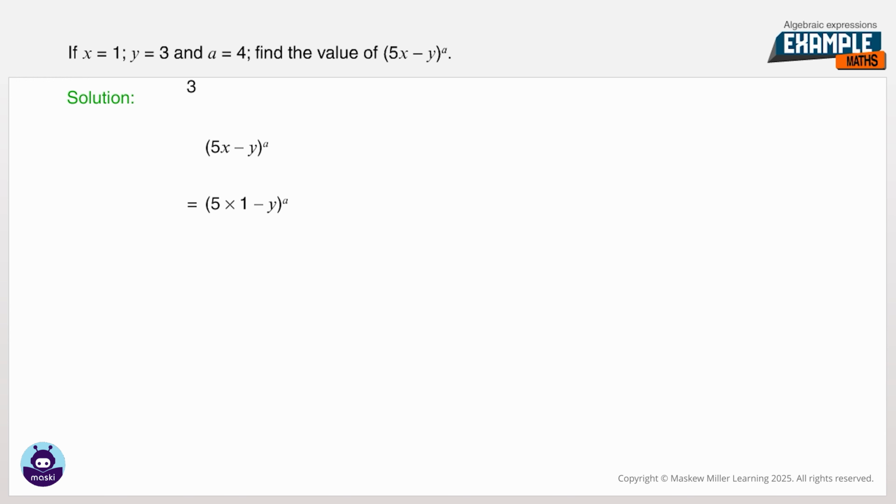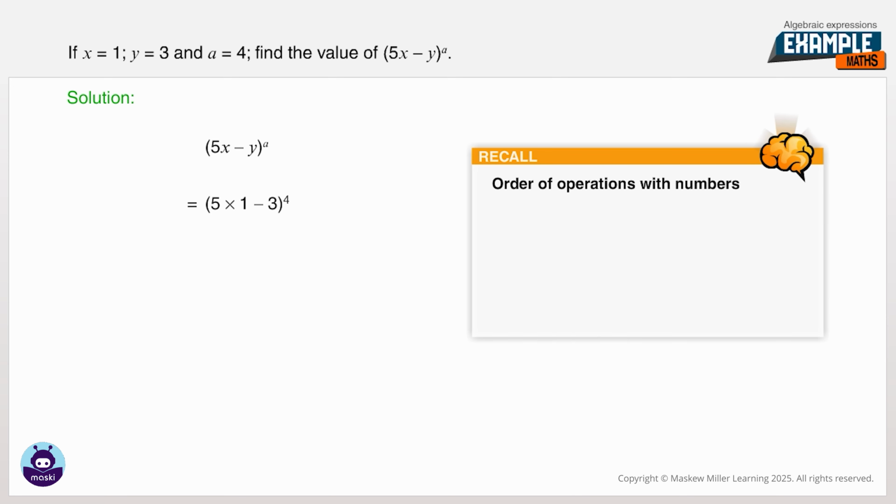5 times 1 minus 3, the whole to the power of 4. Recall the order of operations with numbers. We perform multiplication first, followed by subtraction. Multiplying 5 by 1 gives us 5. We subtract 3 from 5.